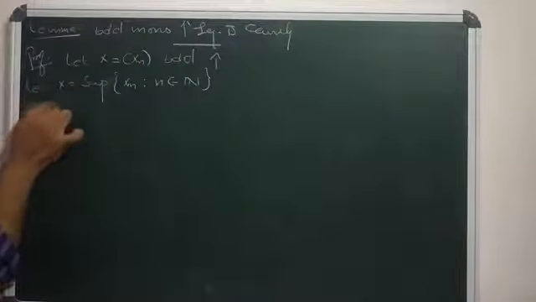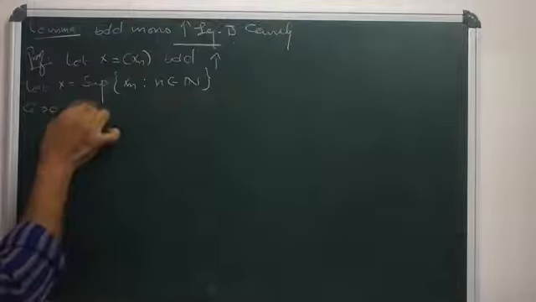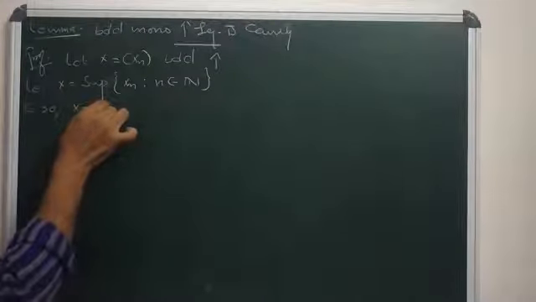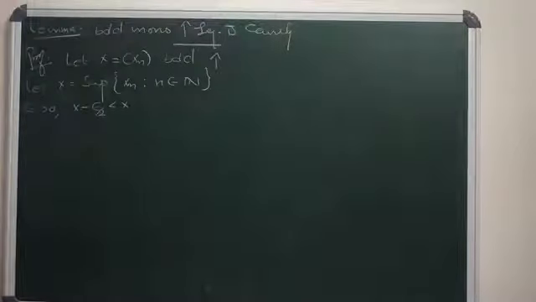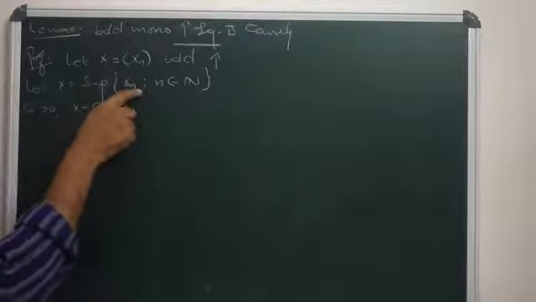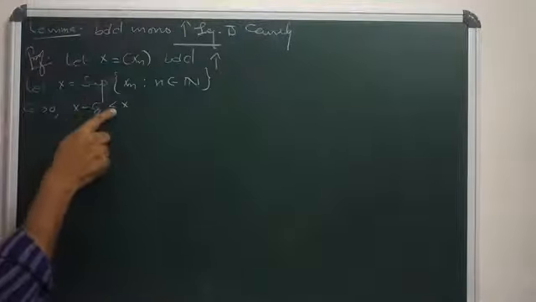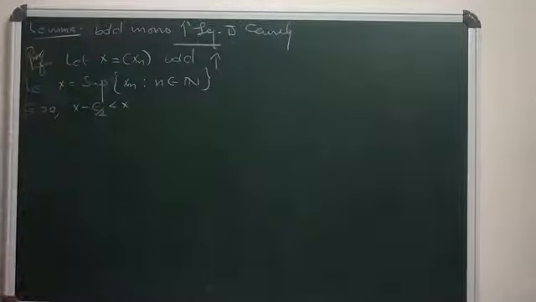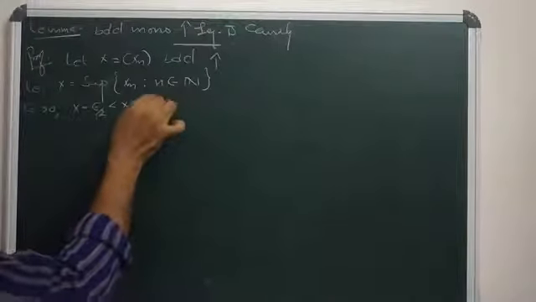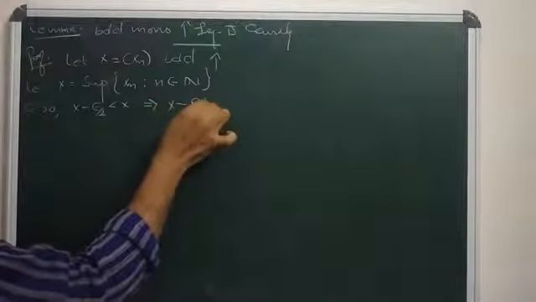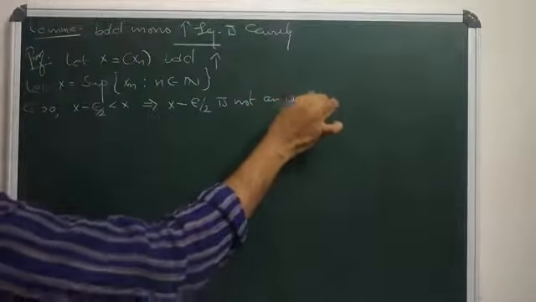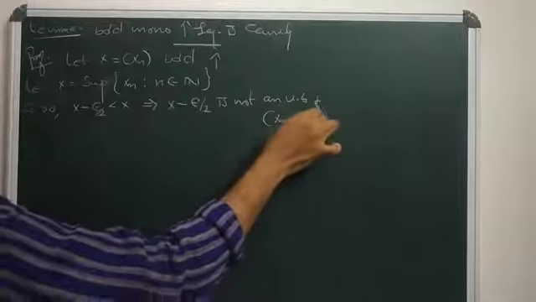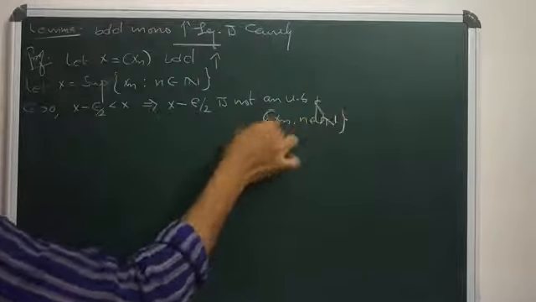Now choose epsilon, which is positive. Then clearly x minus epsilon by 2 is strictly less than x. Since x is the supremum of x_n, any number less than x is not an upper bound. So by the definition of upper bound, x minus epsilon by 2 is not an upper bound of the sequence x_n, n in N.